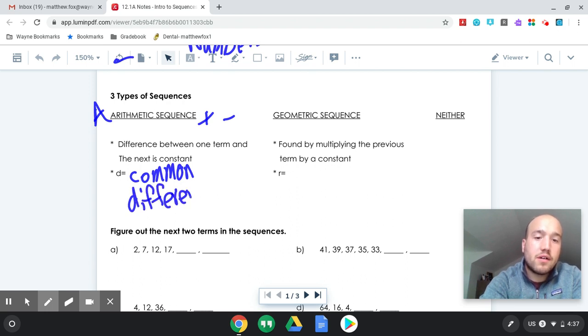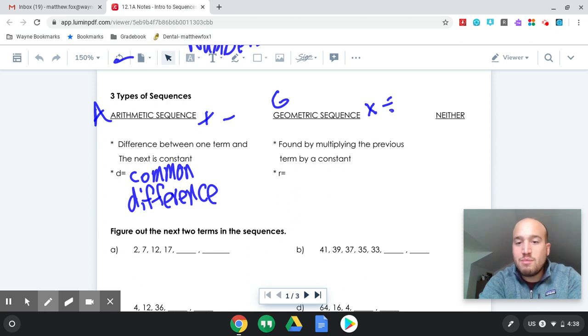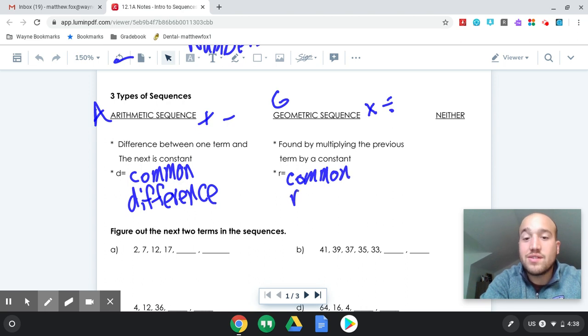And this D here represents that common difference because, as we said, it's consistent. All right, now our next one, geometric sequence. This one we're going to represent with the letter G, and this, rather than adding and subtracting, is multiplication or division. It's found by multiplying the previous term by a constant. Sorry, I misspoke. This constant number that we're multiplying it by, we're going to represent with R. This is our common ratio, okay? And each term we will multiply by something to get to the next term.